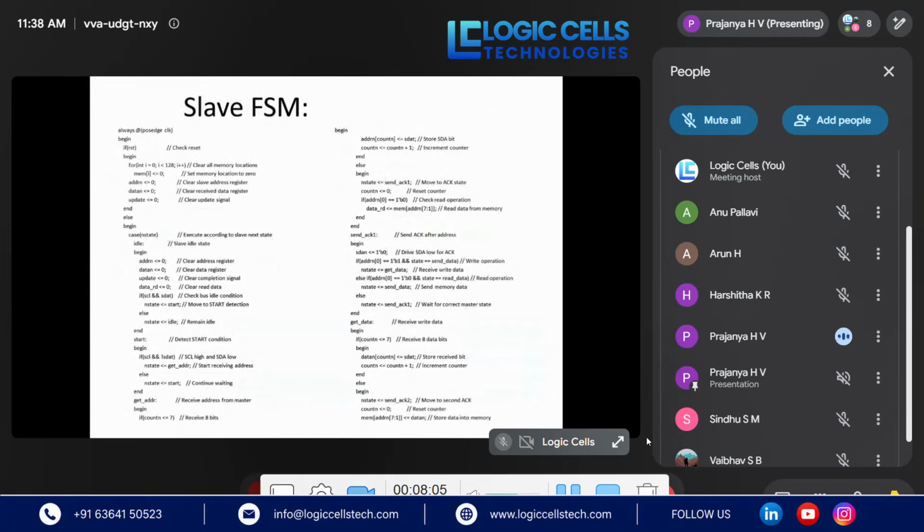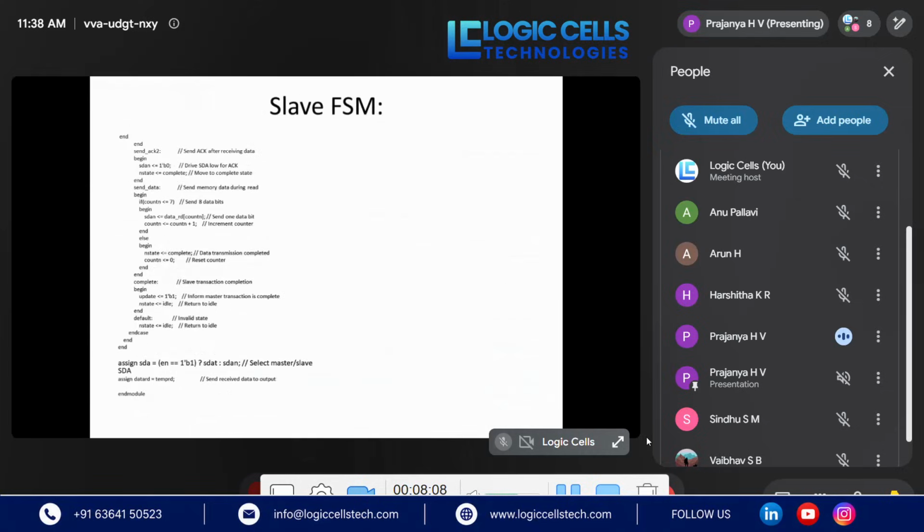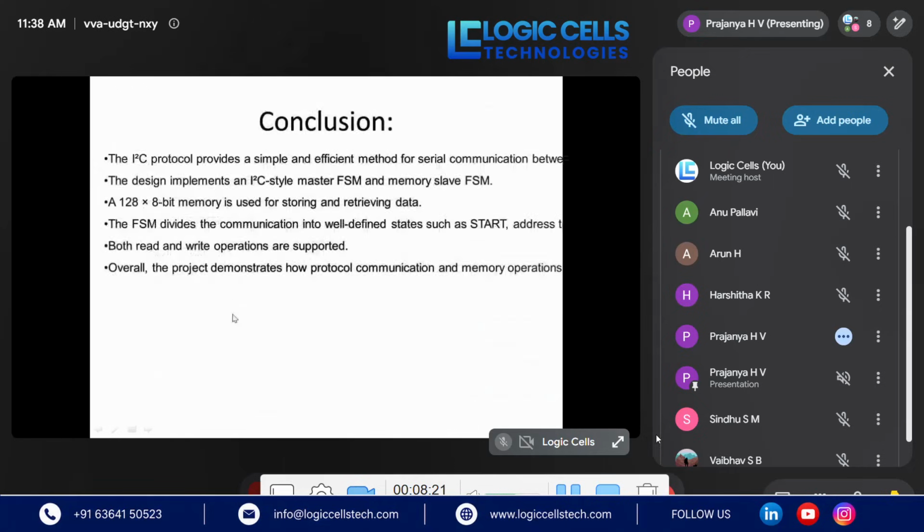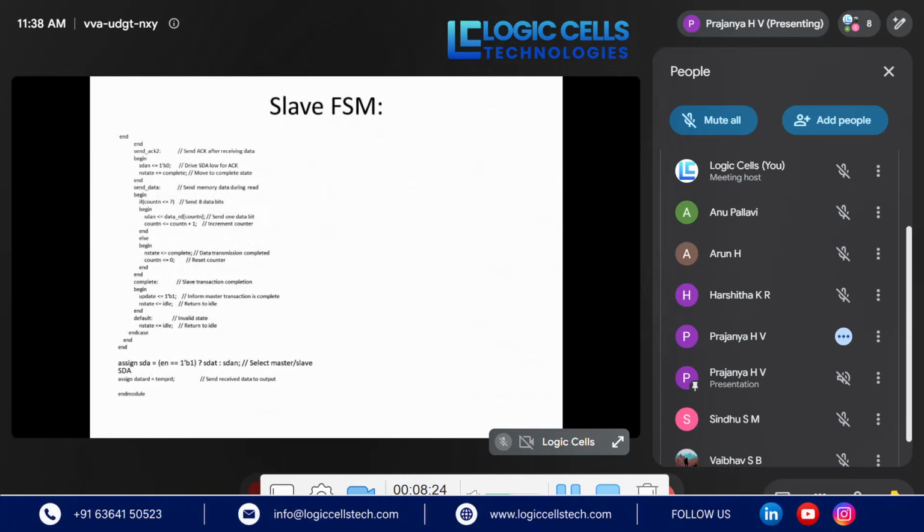And this is the slave FSM, where the assign SDA, which is over here in bold, is important for the slave, as the received data is declared in the output.